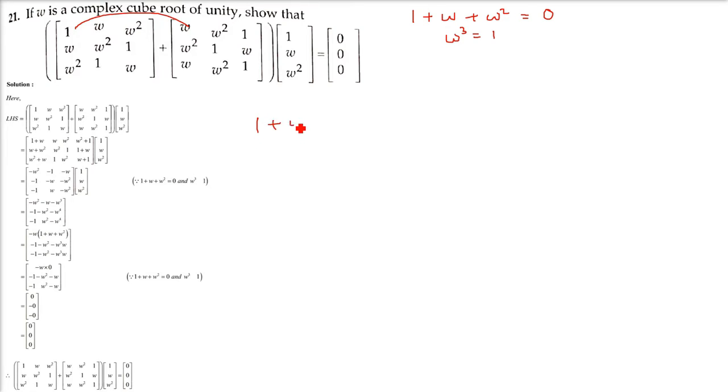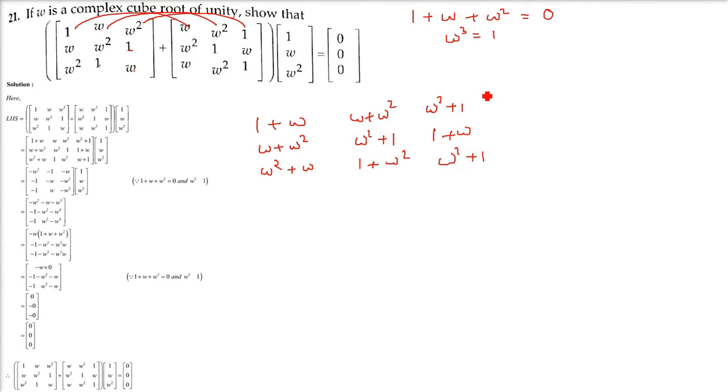Two matrices have to be added. 1 plus omega, then omega plus omega square, plus 1. Then omega plus omega square, then omega square plus 1. Then we have 1 plus omega, 1 plus omega. Third one, omega square plus omega. Then 1 plus omega square. Then omega plus 1. Third one is omega plus 1. It is not omega square, it is omega plus 1. Okay, I'll just change it.